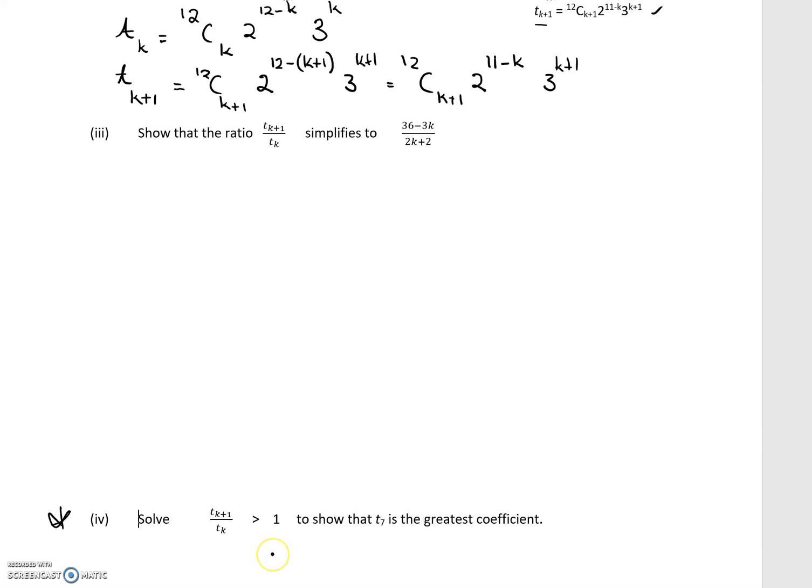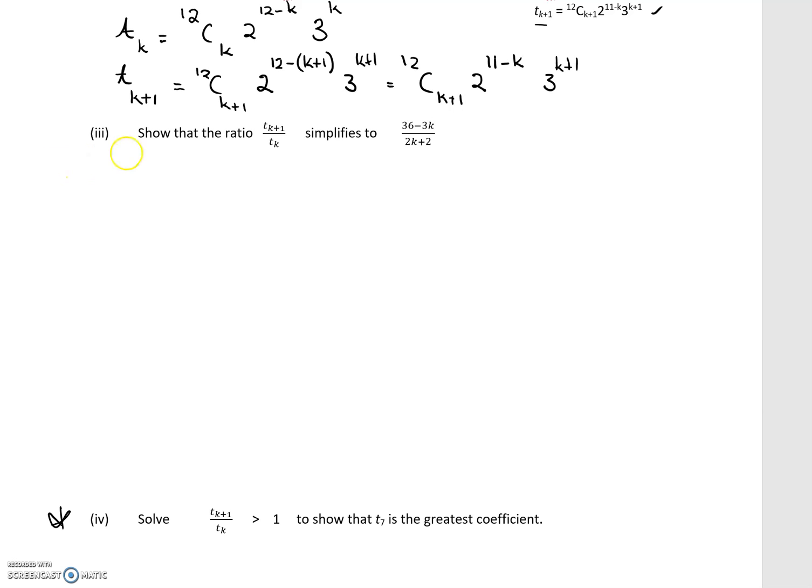Even if you hadn't been able to show that this ratio of coefficients simplifies to 36 minus 3k, you could still use it. If you get in the middle of the working here for part 3 and it's not working out and you're not getting to the 36 minus 3k over 2k plus 2, abandon it, but still continue with the question. Just abandon that part. Okay, let's see how we go.